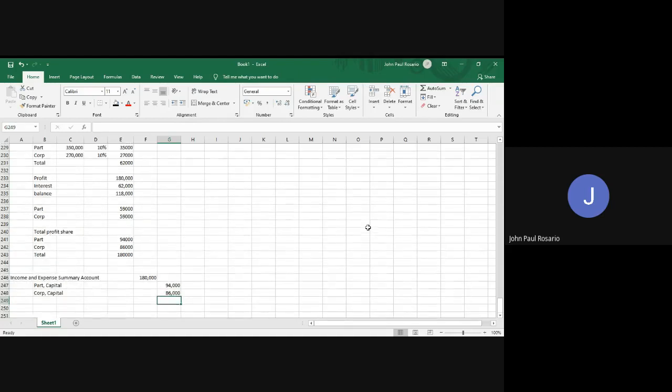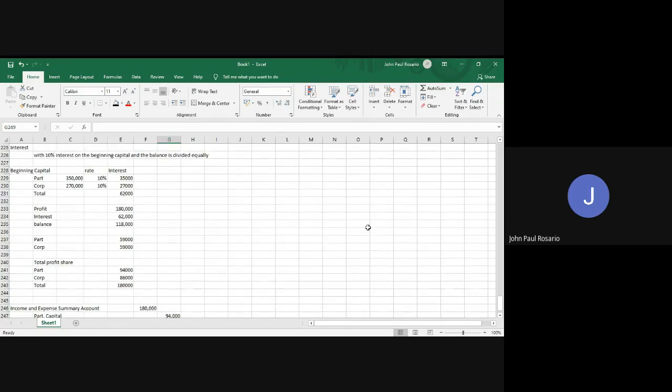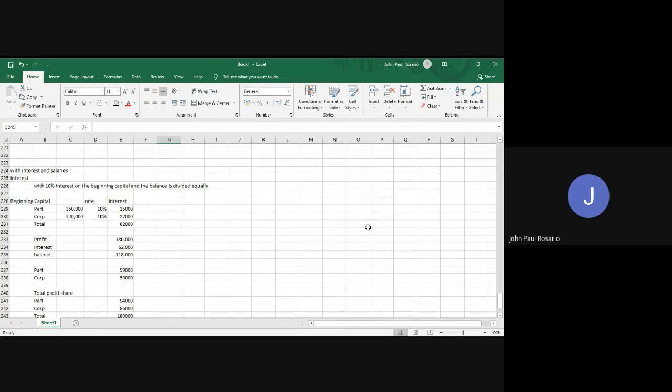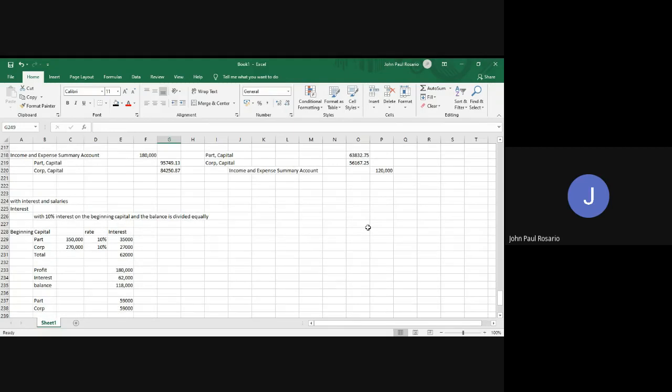Now, what if there is a loss? When it is a loss or a gain, what happens, guys, is that interest and capital are still given. So isn't our loss 120,000? So with that, we use the same process.